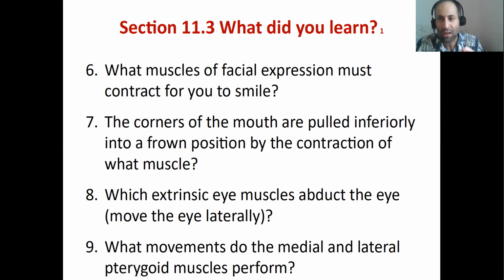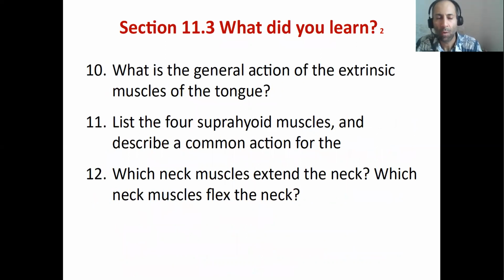The name is telling you. It's depressing, pulling down, depressing the angles of your mouth. Which extrinsic eye muscles abduct the eye, move the eye laterally? Lateral rectus, right? Lateral rectus does it. What movements do the medial and lateral pterygoid muscles perform? This, moving the jaw side to side. What is the general action of the extrinsic muscles of the tongue? They elevate the tongue. List the four suprahyoid muscles. Go back and check what they are. Common action: they lift the hyoid bone upwards.